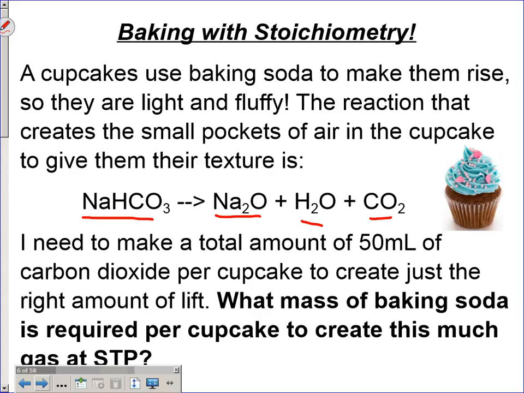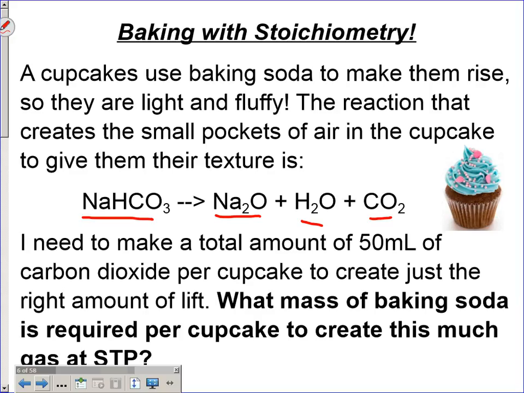Baking soda is sodium bicarbonate, by the way. It's harmless. The reaction that creates the small pockets of air in the cupcake that gives them their texture is this. Write your reaction down. And we're going to walk through some interesting examples through the concept of baking, and then we're going to use some that are already on the paper that you have from last week. I gave you this one last week. Make sure you have this out. We will use this eventually. We're going to use it this year. This is the paper that I gave you on Friday.